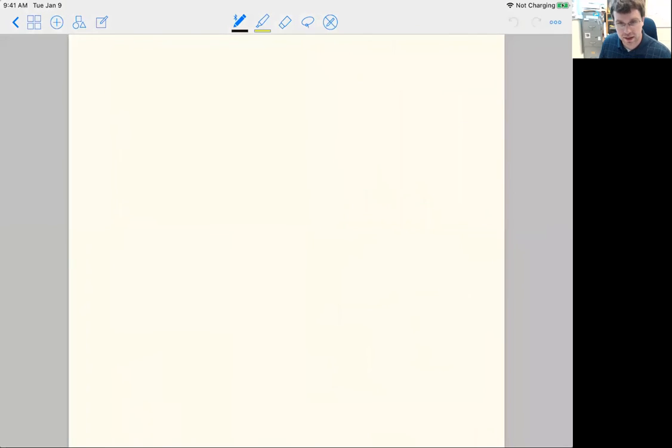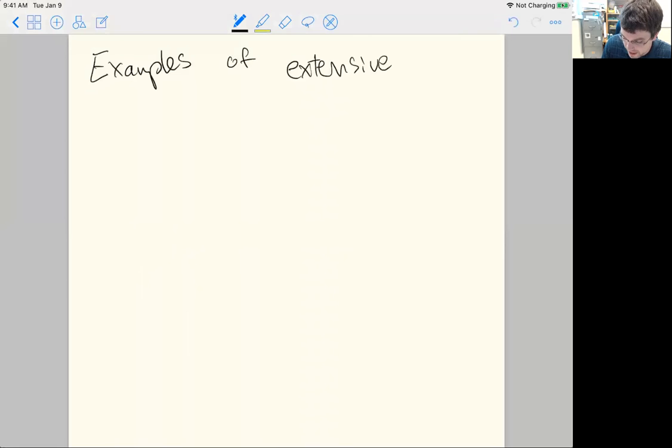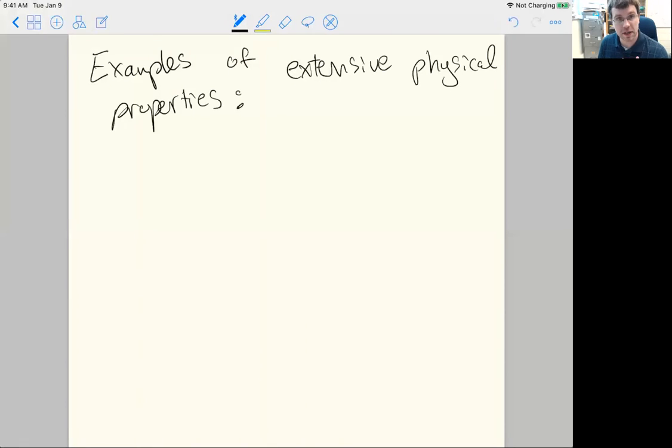So moving on to the next page, again, we defined that extensive properties depend on the amount of stuff that we have. So what are some examples of extensive physical properties? Let's think back to that list that we had, where we threw up several types of physical properties. What are some that actually depend on the amount of stuff that we have?